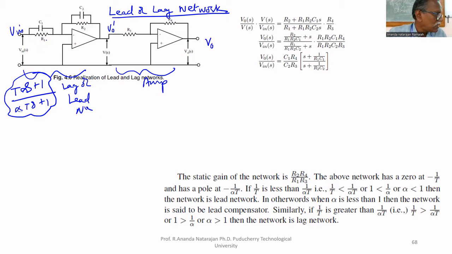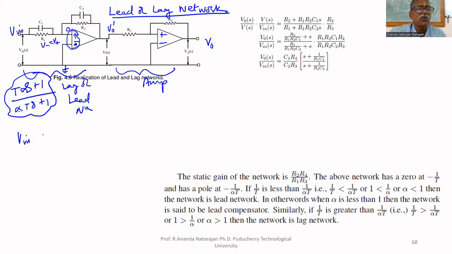What is the mathematical model of this? We know that the potential across the inverting and non-inverting terminals is 0. V minus equal to V plus. Already V minus is grounded, so V minus 0 means V plus also 0. This voltage is 0. Now we can write the mathematical model of this.